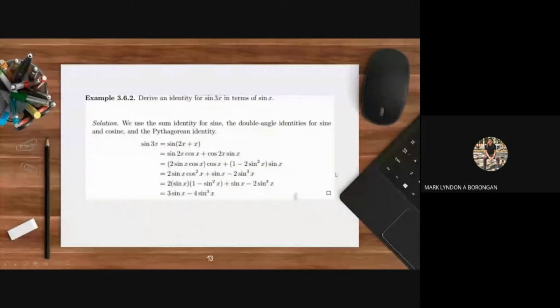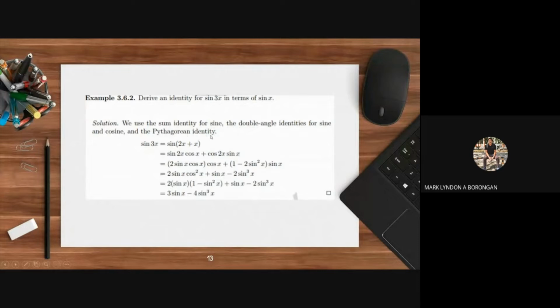So, mo-proceed tanong sa itong second example, which is to derive an identity for sine of 3x in terms of sine x. So, saan din natin siya? So, we can do this by using the double angle identities for sine and cosine, and the Pythagorean identity.